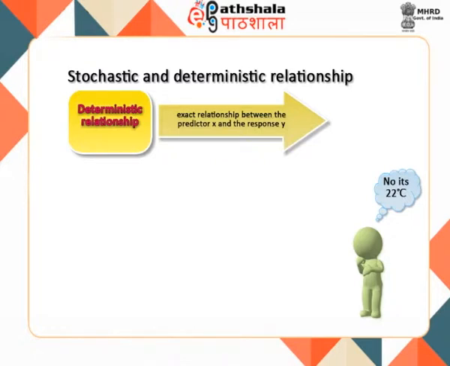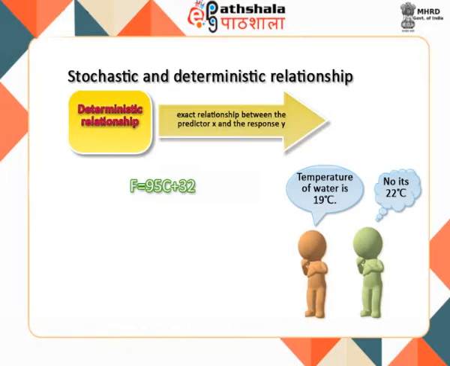Take, for instance, the conversion relationship between temperature in degrees Celsius C and temperature in degrees Fahrenheit F. We know the relationship is F is equal to 9/5 C plus 32. This is a deterministic relationship, but if the readings of the temperature are taken by another person, then there will be some element of error and the readings will be different from the earlier ones. In this case, it becomes stochastic.